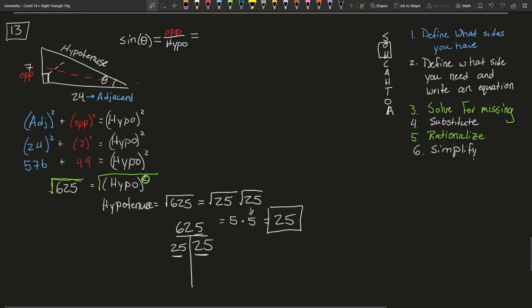All right, so now that we have both of the sides, so we define what side we need and write an equation for it, we solve for the missing side. Now we need to substitute. So the opposite side, that's 7. The hypotenuse side, that's 25. And that is a rational fraction, and that is simplified. So then this is our answer.